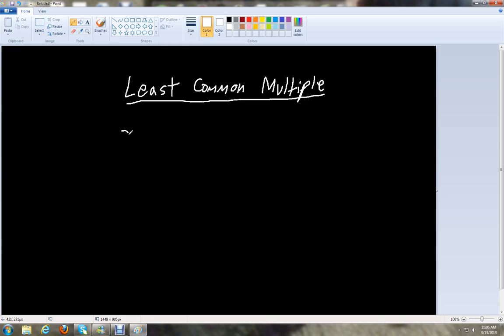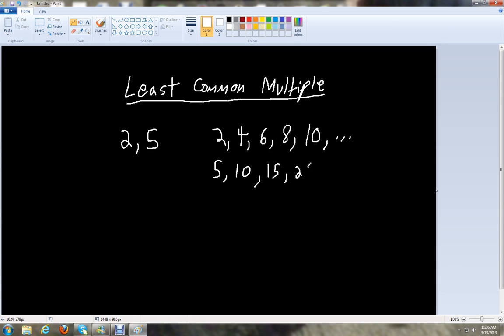Let's say if I have 2 and 5. So I could count by twos. So 2, 4, 6, 8, 10, and so on. And then for fives, I can do 5, 10, 15, 20, and so on. So we can see that the smallest number that is a multiple of both 2 and 5, the least common multiple, is going to be 10.